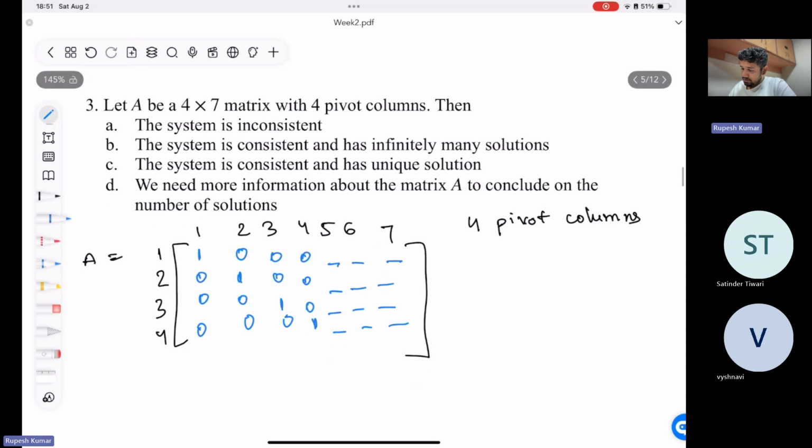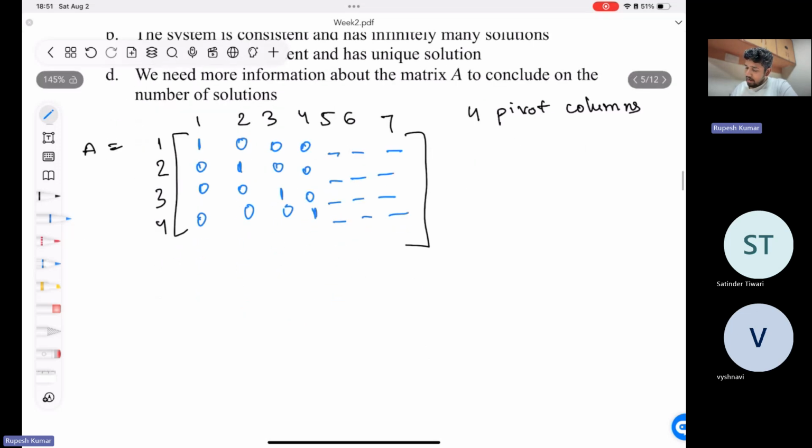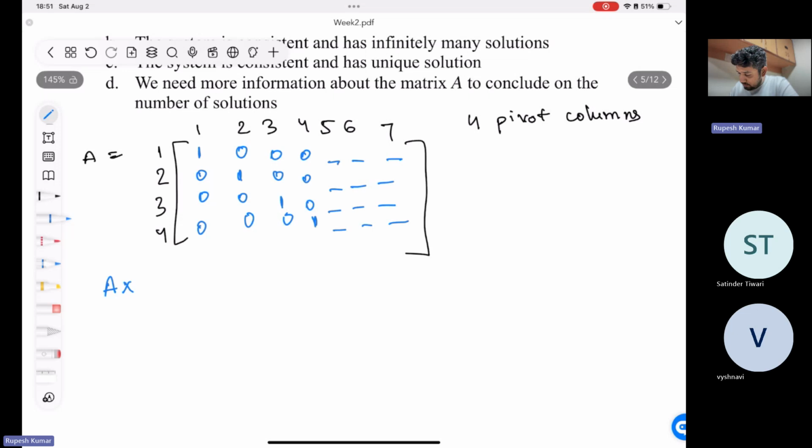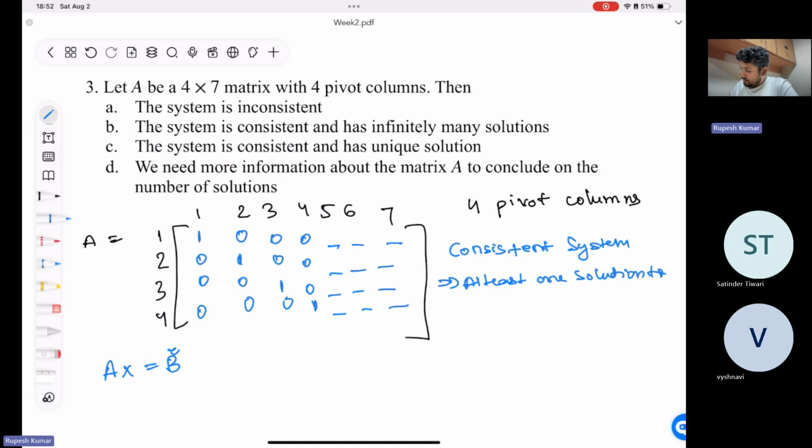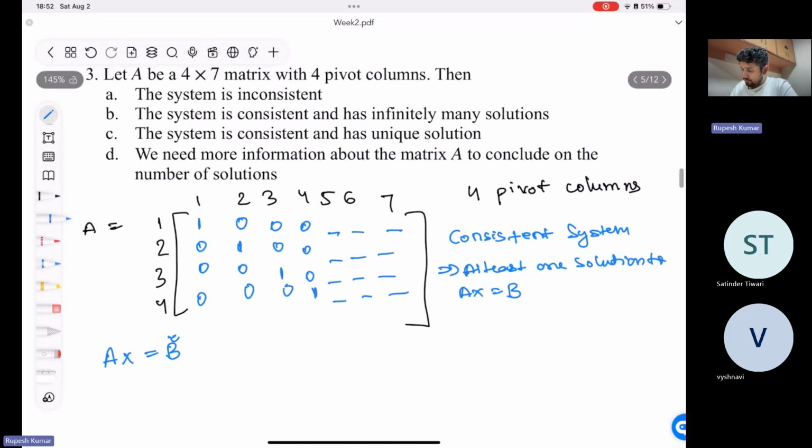So let's try to say something about this. The first option says the system is inconsistent. What do we mean by this? Let's say we are trying to solve the system of equations Ax equals b, where b is a given vector. I hope everyone remembers the definition of consistency. A consistent system has at least one solution to Ax equals b. I hope you remember this: at least one solution.